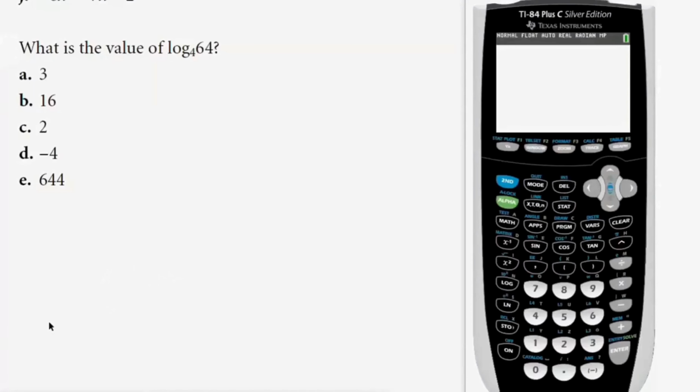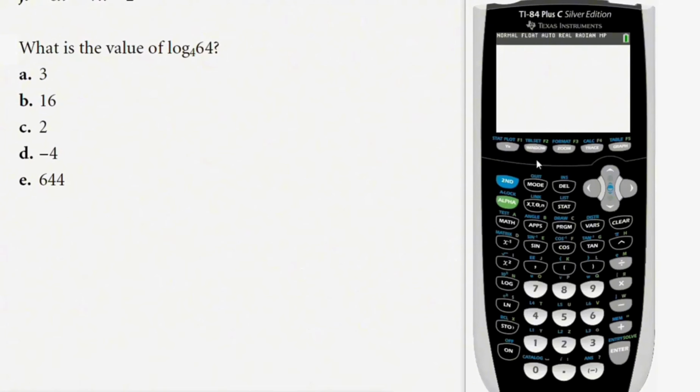In this video, we are going to learn how to solve this ACT math question easily and fast using the TI-84 plus scientific calculator. Now guys, this question is very simple. It says, what is the value of log base 4 of 64? Now, to solve this question, all you have to do is to locate the log function on this calculator. Alright, so basically you don't need to store any value for this kind of question.